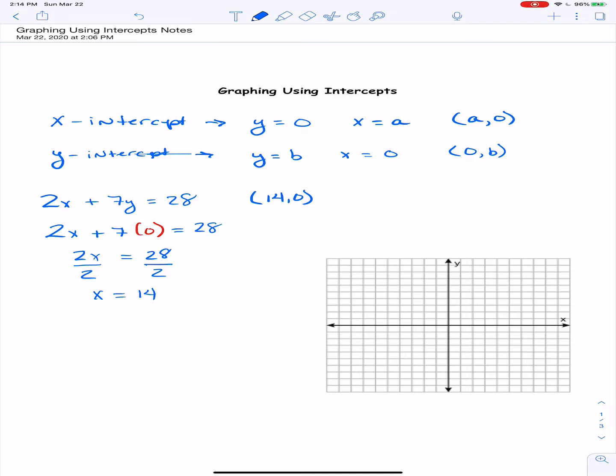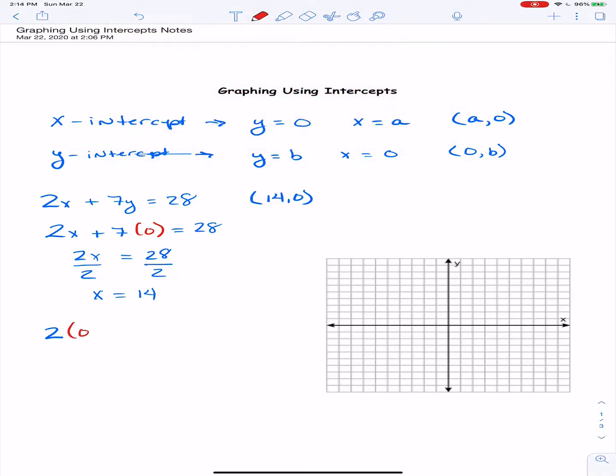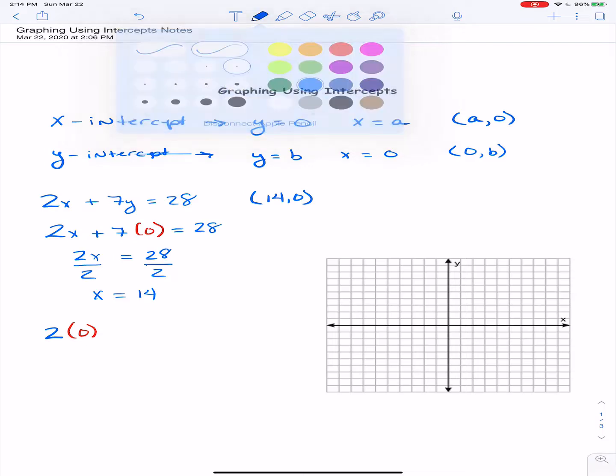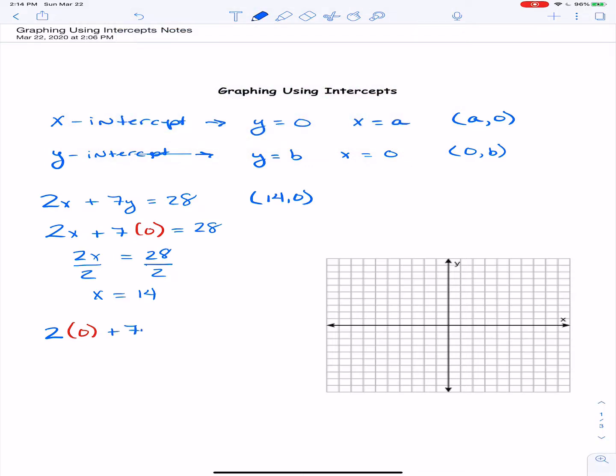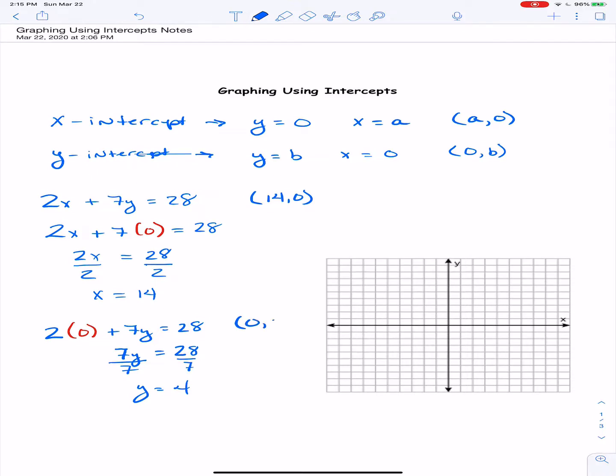And now we're going to find the y-intercept for this. So this time, I'm going to make my x equal to 0. And then I'm going to solve for y. Well, 2 times 0 is 0, so that's going to leave me with 7y is equal to 28. I'm going to divide both sides by 7. And so y equals 4. So our y-intercept is going to be 0, 4.